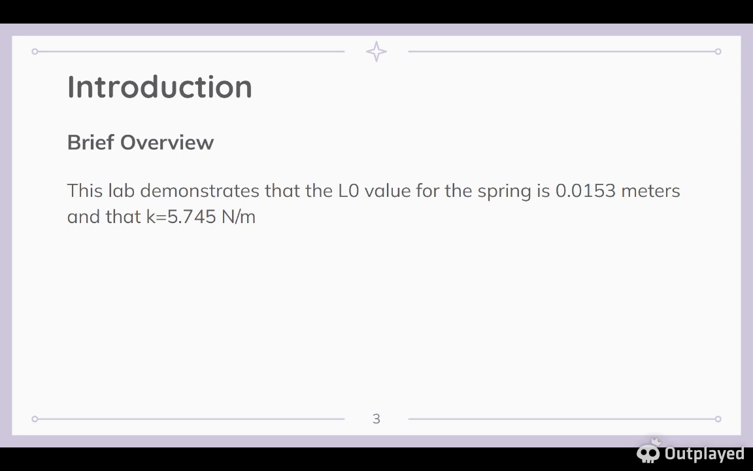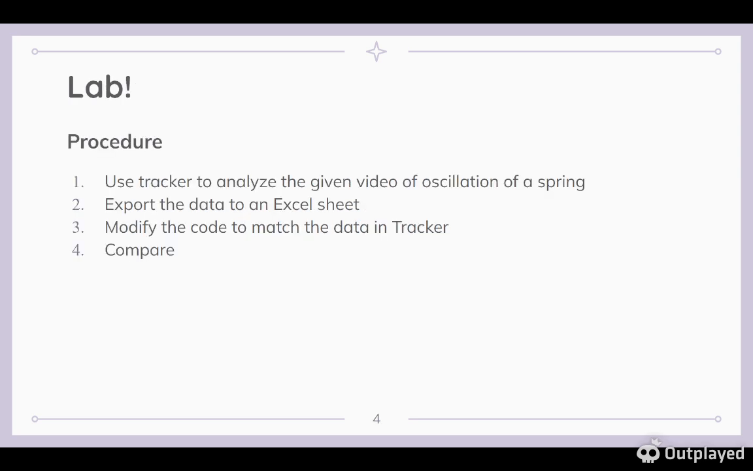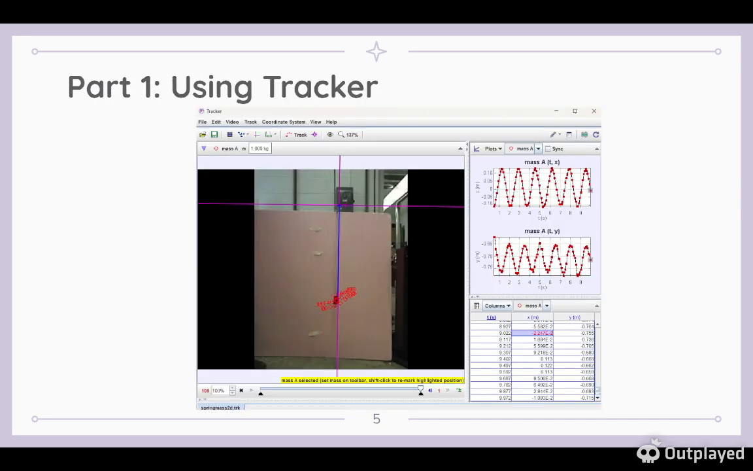This lab demonstrates that the L0 value for the spring is 0.00153 meters, and that K is equal to 5.745 Newton meters. Procedure. First, use Tracker to analyze the given video of oscillation of a spring, export the data to an Excel sheet, modify that code to match the data in Tracker, and then compare the two using Tracker.